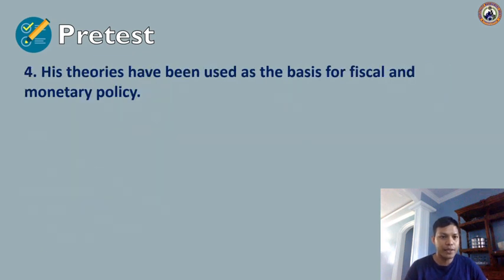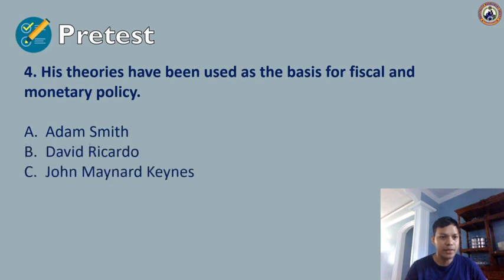Question number four. His theories have been used as the basis for fiscal and monetary policy. A. Adam Smith. B. David Ricardo. C. John Maynard Keynes. Or D. Karl Marx. The answer for question number four is letter C, John Maynard Keynes.